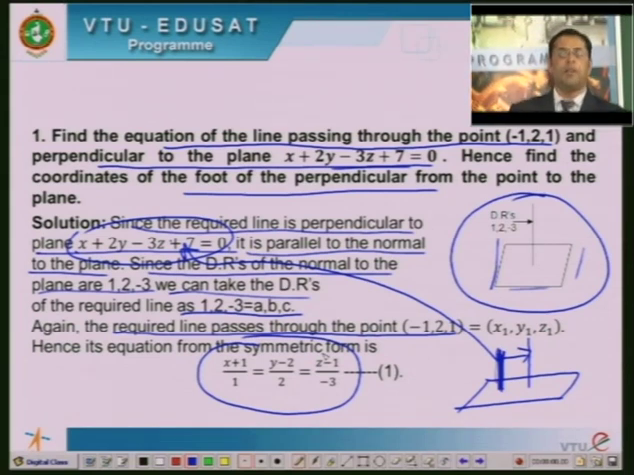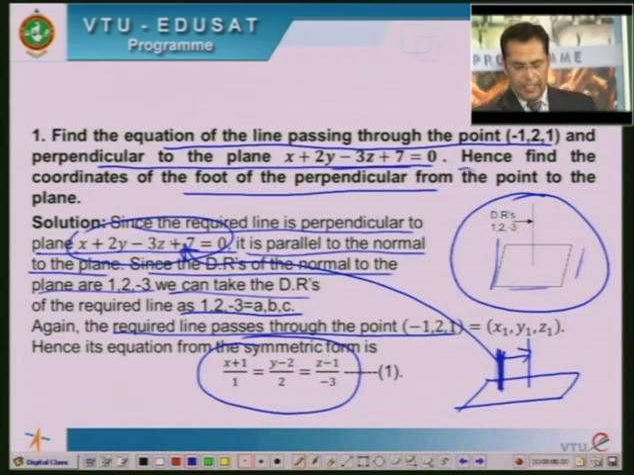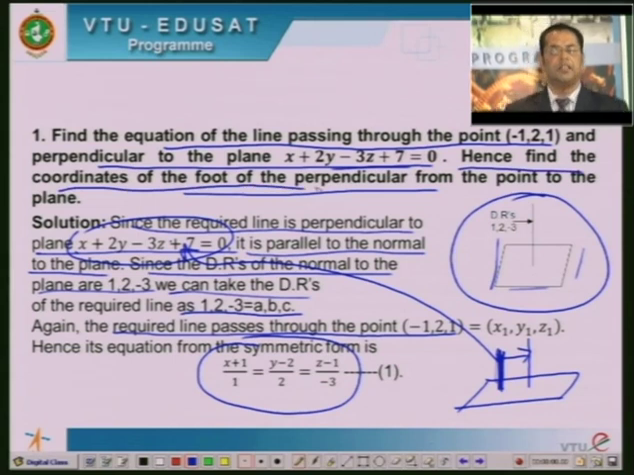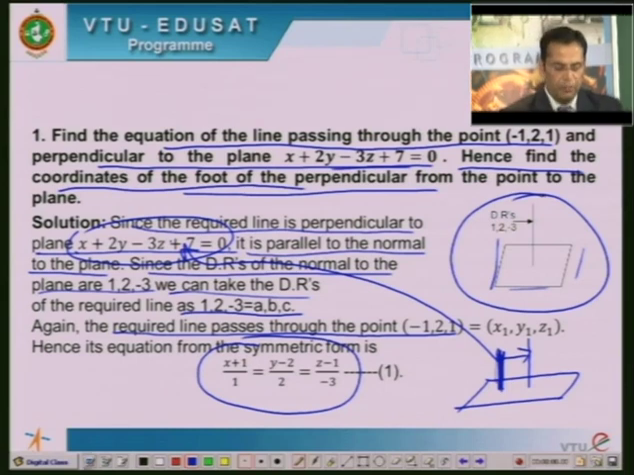Now, we will move on to the next part of the problem. It says, hence find the coordinates of the foot of the perpendicular from the point to the plane. We will move on to the next slide to make it more clear.